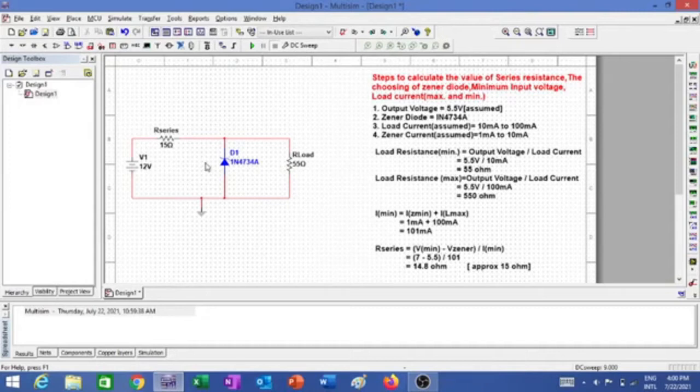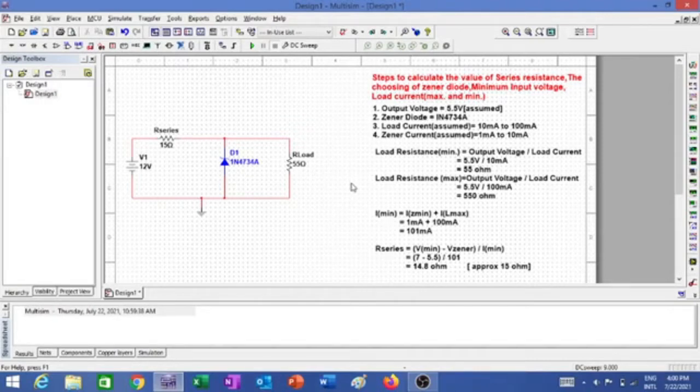And in load regulation we are going to keep the supply voltage constant and vary the load resistance, and again we will observe whether the Zener diode is working as a voltage regulator or not. If it is satisfying, then we can say that yes, the Zener diode is working as a voltage regulator, right?